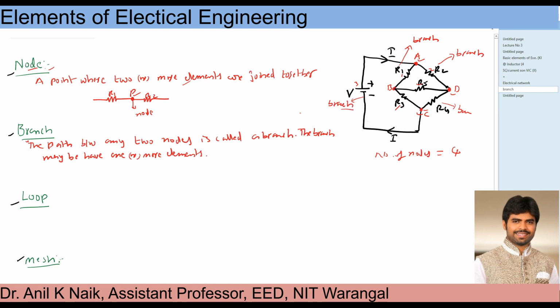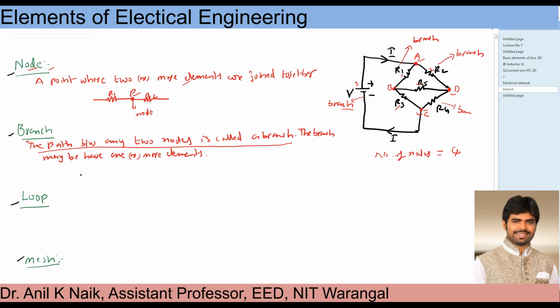So that is the meaning of this particular statement. Two are between the two nodes. If you have connected any branch, any electrical element, then it is called a branch, in between two nodes. Then another statement is: the branch may have one or more elements.